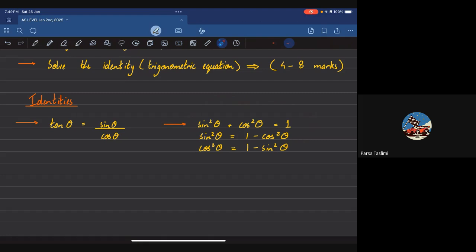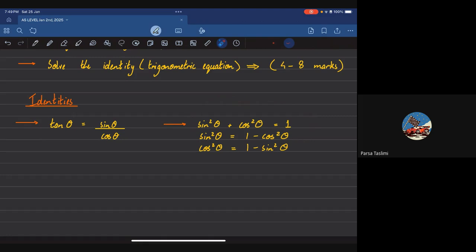So you can use them interchangeably. Similarly, if it's written somewhere sine square theta plus cos square theta, you can replace it with 1. Or if 1 is written someplace, you can even replace it with sine square theta plus cos square theta. You can do it as such. There is no restriction. It's up to you.